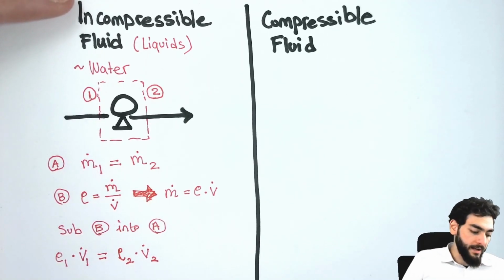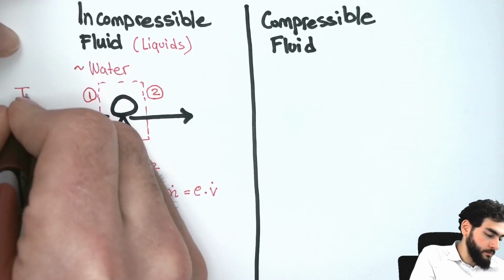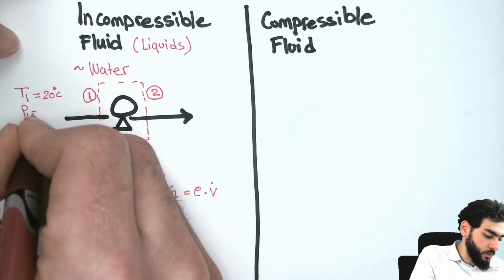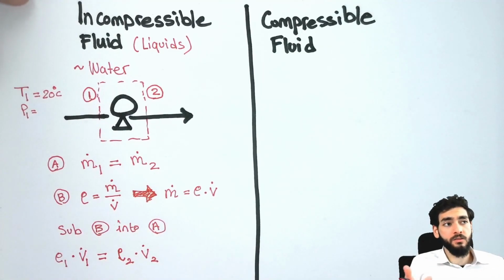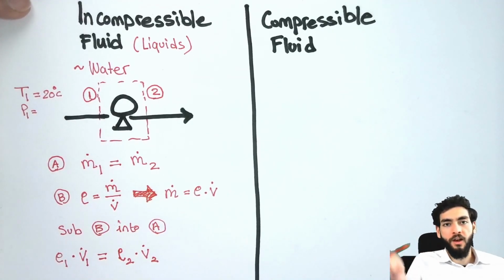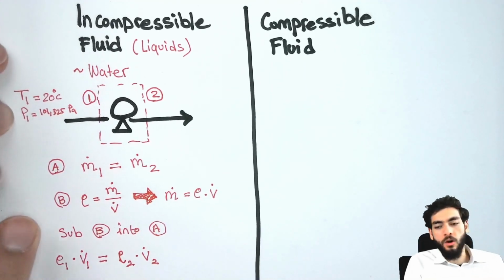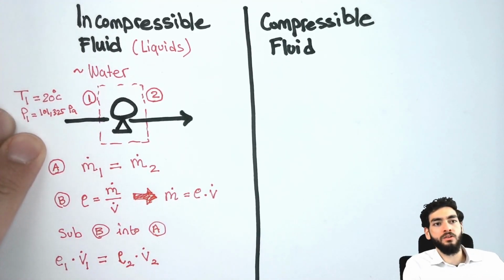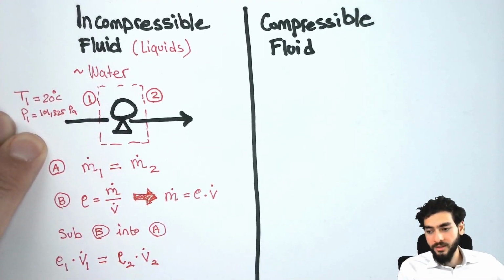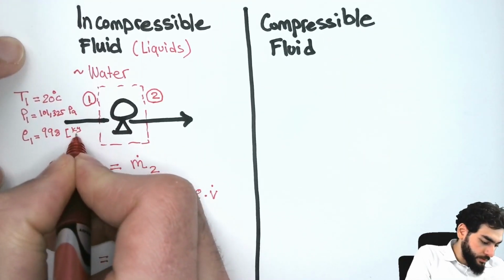Let's assume here that the temperature at point 1 is 20 degrees Celsius, and the pressure at point 1 is 1 atmosphere, which is just atmospheric pressure. So that is 101,325 pascals. So let me squish that here. And so the density of the water at 20 degrees Celsius and 101,325 pascals, you can look it up through the Engineering Toolbox database, and that will be 998 kilograms per meter cubed.